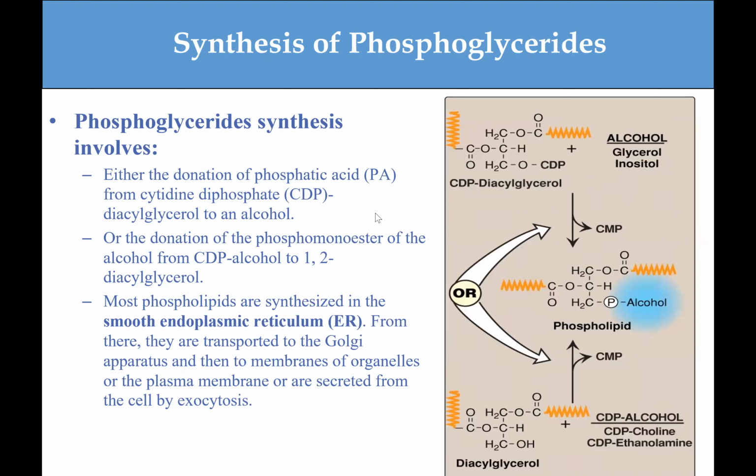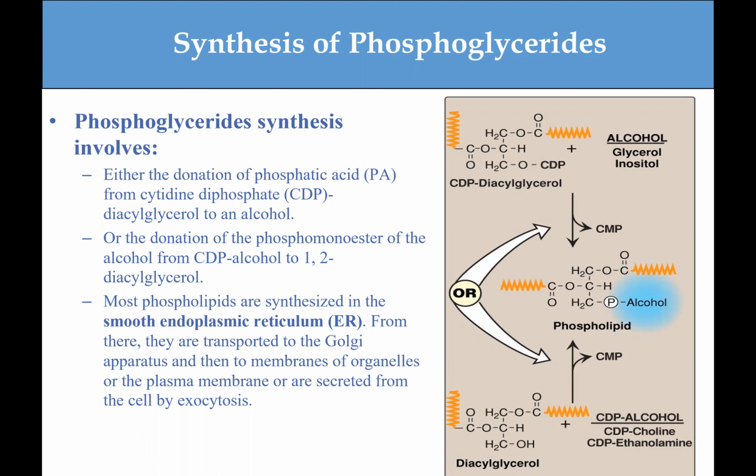Now we're talking about the synthesis of phosphoglycerides. So first we have something called cytidine diacylglycerol. So it's a glycerol with two fatty acids, that's why diacyl, and then this CDP is connected. Cytidine diphosphate, so that's the molecule connected to it, and it reacts with an alcohol. So after the reaction, this is what you get, the phospholipid. I'm not really sure how much detail you're supposed to know about this reaction.